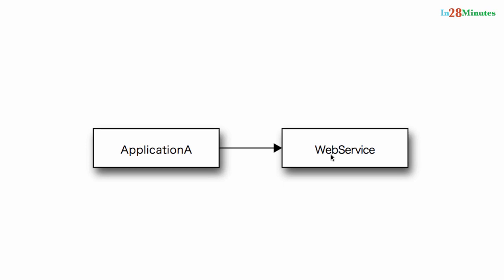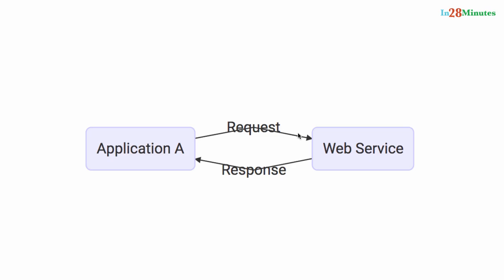And the web service needs to send an output back. Ranga has this list of to-dos. He wants to create a course on this topic. He wants to learn this topic more. Those list of to-dos have to be sent back to application A by the web service. So there is an input and there is an output. The input to a web service is called a request. And the output from a web service is called a response.